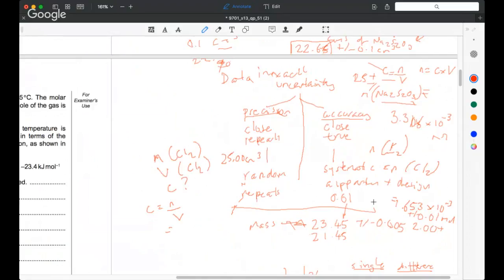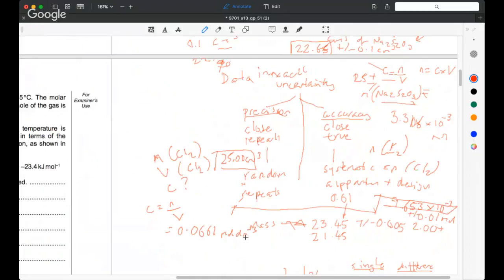Where's my concentration? Your number of moles is over there, 1.65 times 10 to the minus 3. Your volume that you used was 25 centimeters cubed. So your concentration is? My concentration is 0.0661. And have you used the correct 1,000 in there as well? Yep. Okay, so you had 0.0661, and that's expressed in moles per decimeter cubed.